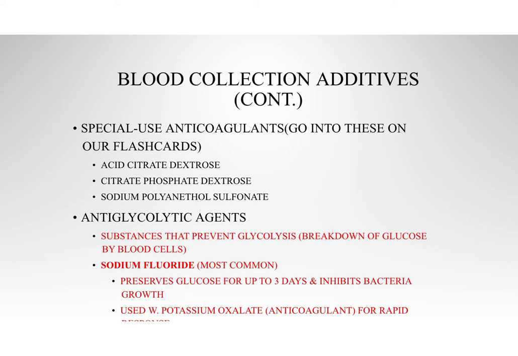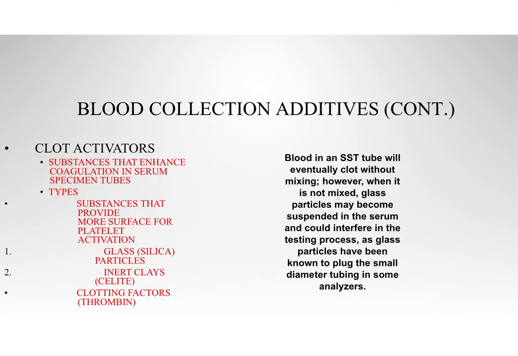All right, the next one we're going to talk about is the clot activators. Those are substances that enhance coagulation in serum specimen tubes. So remember we talked about serum comes from blood that has clotted, and plasma comes from blood that has not clotted. We haven't talked about that yet. Here it is. But we're going to talk way more, and the reason why I haven't gone in depth with this yet is because we're going to talk about it more again in another part of this week's lectures, okay?